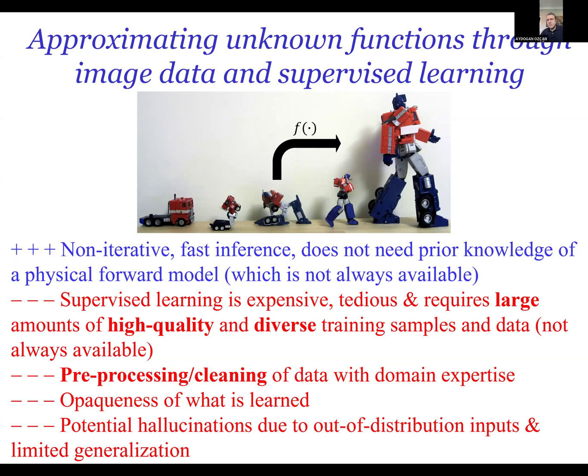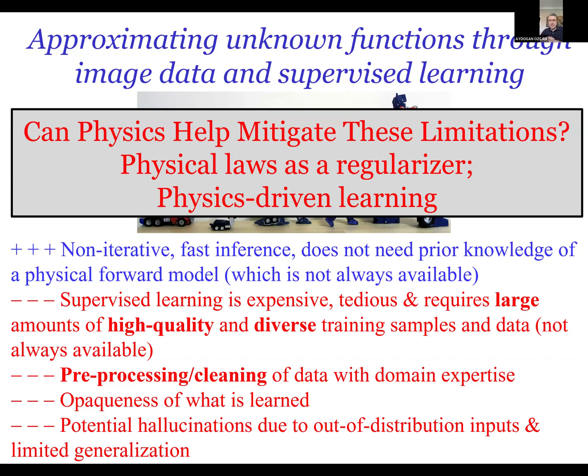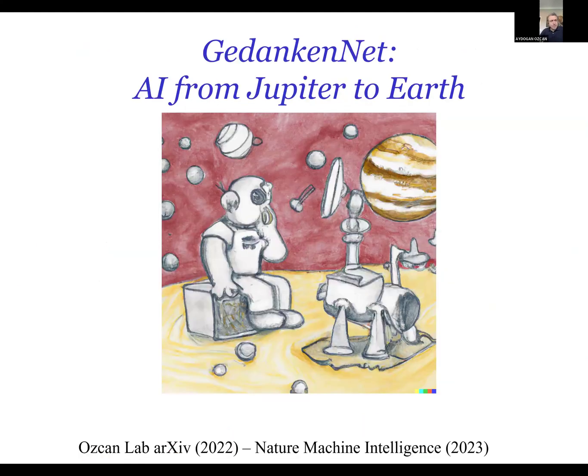In the next several minutes, I'd like to pose a question. Can we mitigate some of these limitations of supervised learning, which, although very powerful, has some of these limitations? Can we use physics as a way to mitigate some of these limitations? For example, can physical laws serve as a regularizer for us? Can physics drive the learning process to regulate learning and regulate hallucinations to the physical boundaries of what we know? That's actually the story of GedankenNet.